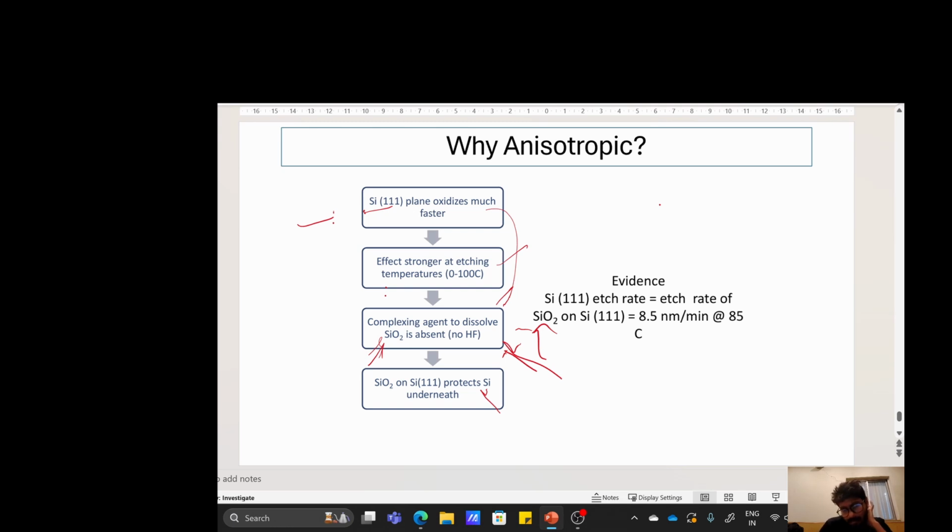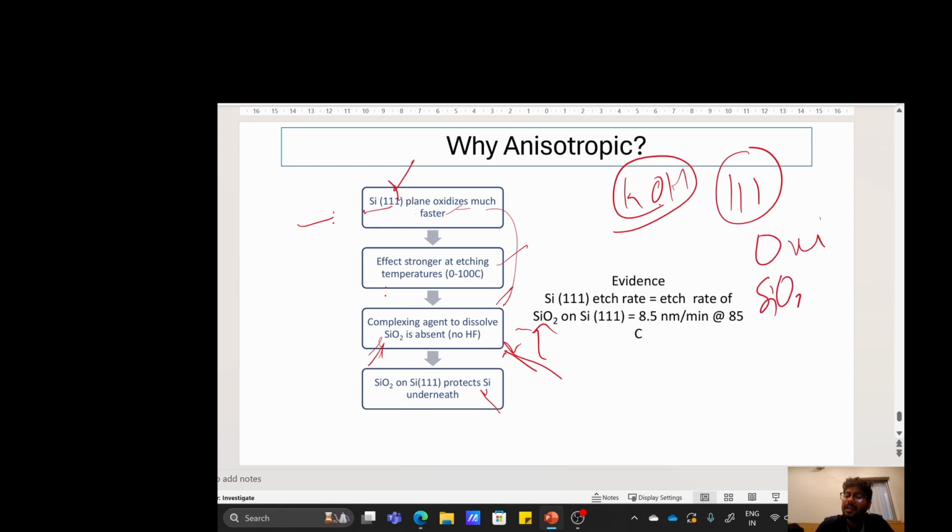Because the 111 plane oxidizes much faster in hydroxides like KOH, that SiO2 layer will protect the underneath layer of the silicon. That is why this surface gets less etched. For the 111 surface, the etch rate is very low.